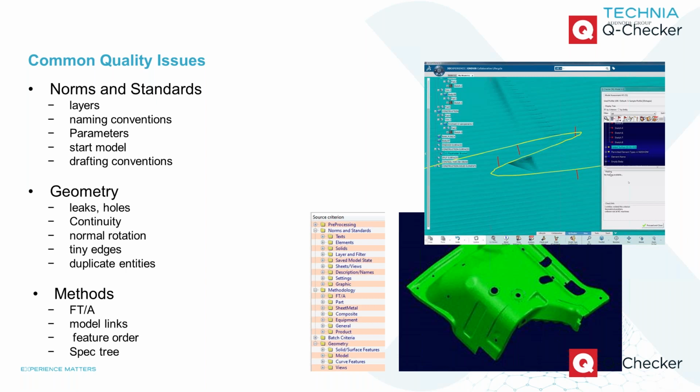So here the geometry checks cover leaks, holes, continuity in geometry like G1 continuity, G2 normal rotation, tiny edges, and there should be no duplicate entities in the models. It also follows the methodology: the functional tolerancing and annotation, model links, what the feature order should be, and the specification tree order.